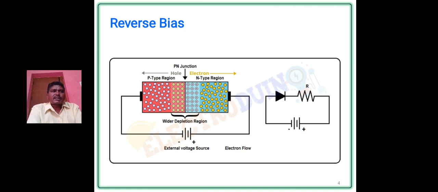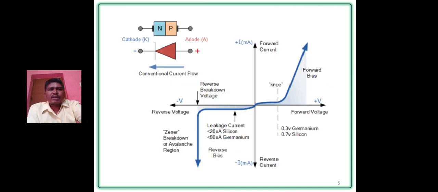Next, if you see, is reverse bias. In reverse bias, we have to connect the opposite polarity, that is the p type region is connected to negative and the n type region is connected to positive. If you connect like this, then the PN junction diode will work in the reverse bias mode. So this is the VI characteristics of PN junction diode.